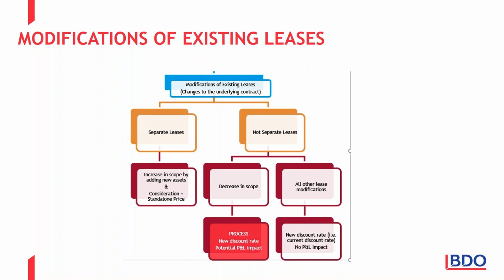The standard is trying to make it a bit easier and practical and says, listen, although legally it's one lease, we could look at the lease of level 19 as a separate lease if we meet two criteria. The one is there's an increase in the scope by adding new assets. So level 19 is a new asset, tick. And the second thing, the consideration that we're going to pay for level 19 is a standalone price. So we're not getting a discount because we're already leasing level 18. We are paying market rents for level 19.